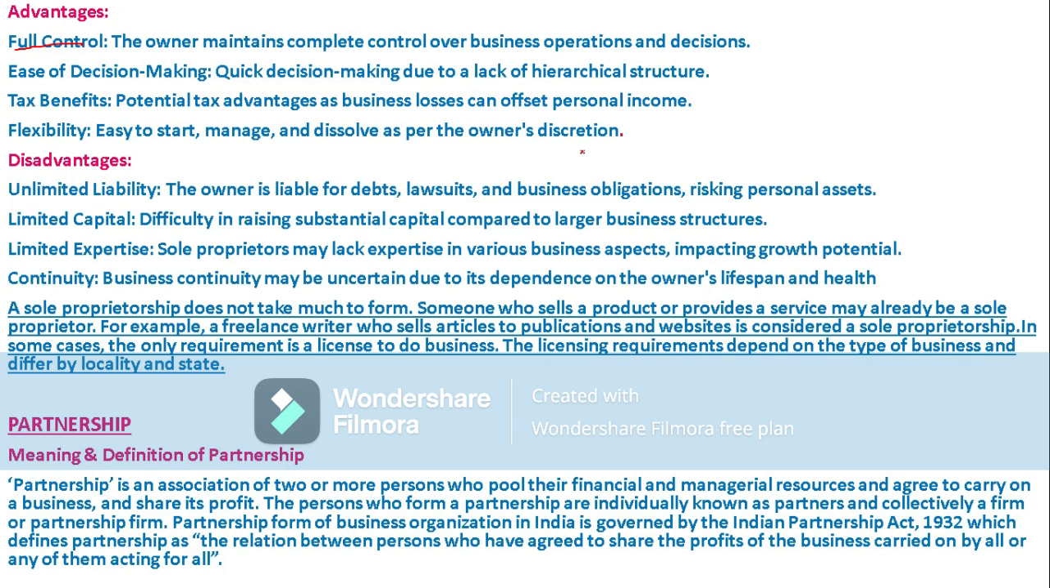Okay. Another one is disadvantages. So what are the disadvantages? Unlimited liability. First one is unlimited liability, which means, as I said before, he is the only person who enjoys the profit, and at the same time he is the only person who bears the risk. So if the organization goes into losses, then definitely his personal assets will be sold out. Therefore the owner is liable for debts, lawsuits and business obligations, anything related to business activity.